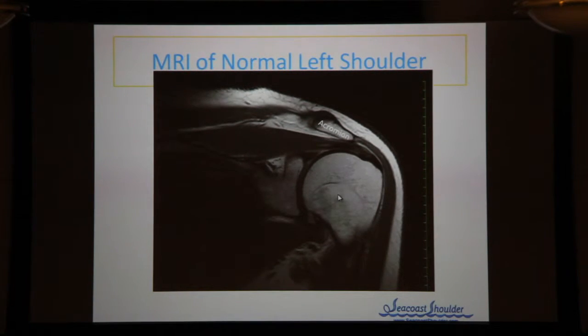The white is the marrow that is filled with fat. So the dark structures are the muscles. This dark structure is the supraspinatus. So that right there is the supraspinatus tendon inserting normally where it's supposed to insert.